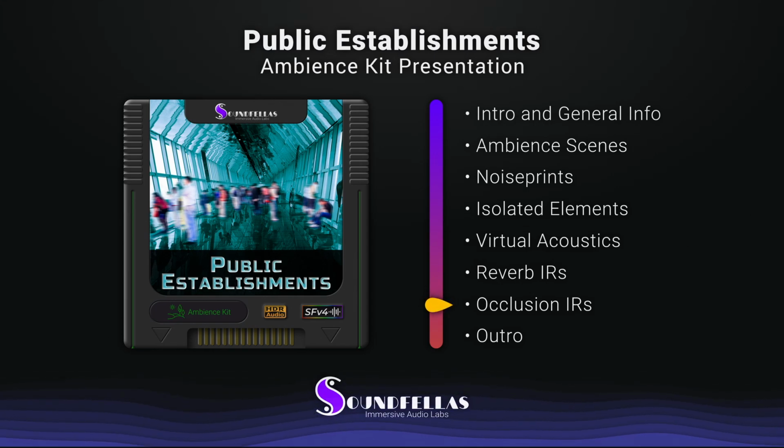Next, we have the occlusion impulse responses. You can use those with convolution to simulate sound transmission through various materials taken from the era and location of this library's theme. Here is a demo of an ambience loop filtered through some of the occlusion impulse responses included in this library. First, let's hear the dry sample. Here's the same sample through a thick window. And here's the same sample through plastered concrete.